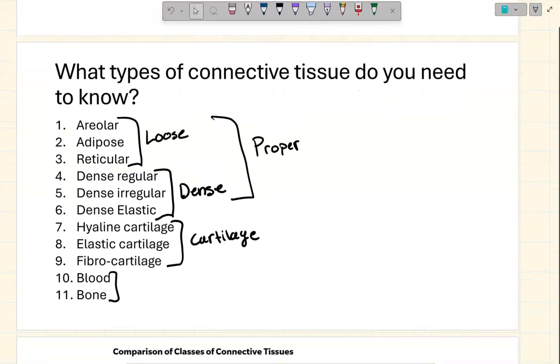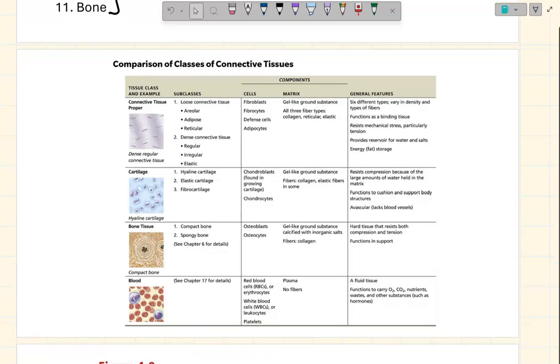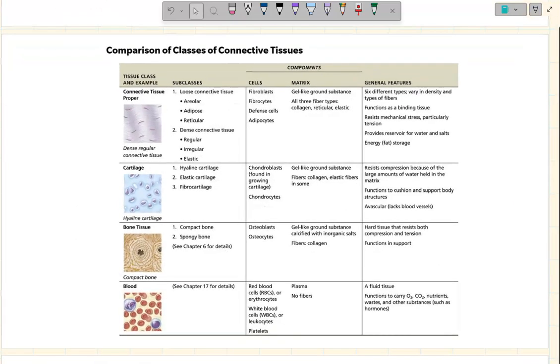All right, so what does the outline of this lecture look like? We're really just going to go down each one of these and show you what it looks like. And here's a big table that helps just kind of put everything into one nice picture. We have the classes, we have the subclasses, right? So we have proper here, we have loose and dense under that, and then the subtypes even within that.